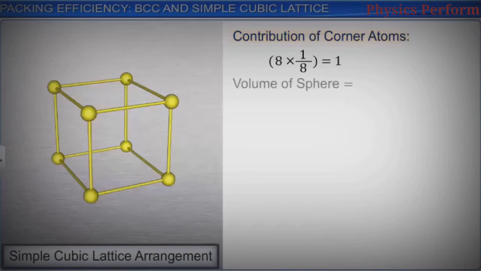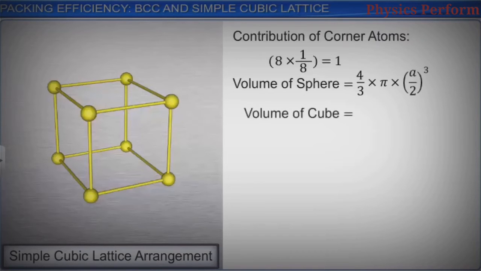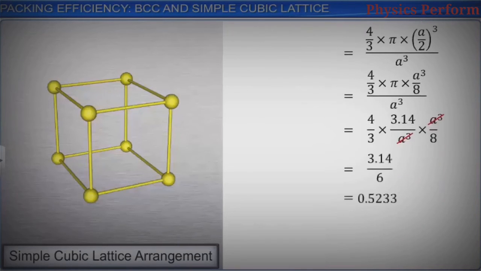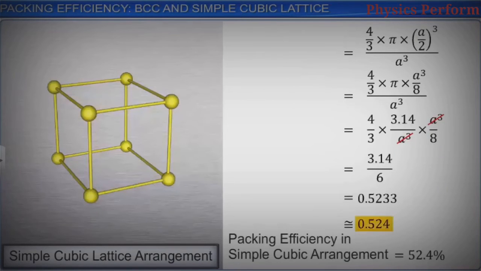The volume of a sphere contributing to a unit cell is 4 upon 3 into pi into (a upon 2) whole cube, while the volume of a unit cell is a cube. On substituting these expressions in the formula for packing efficiency and simplifying, we get 0.524 or 52.4%. Therefore, the packing efficiency in simple cubic arrangement is equal to 52.4%.